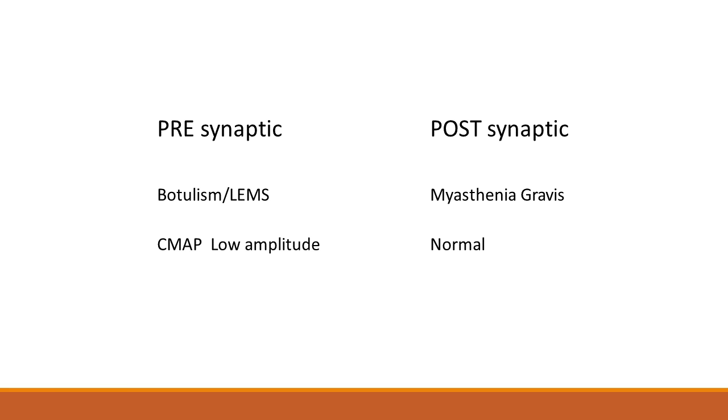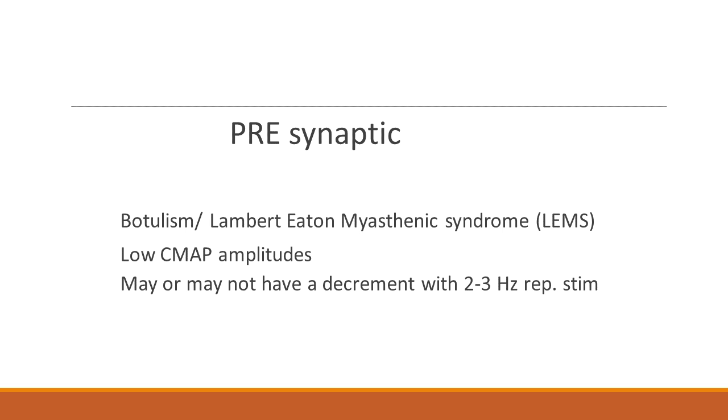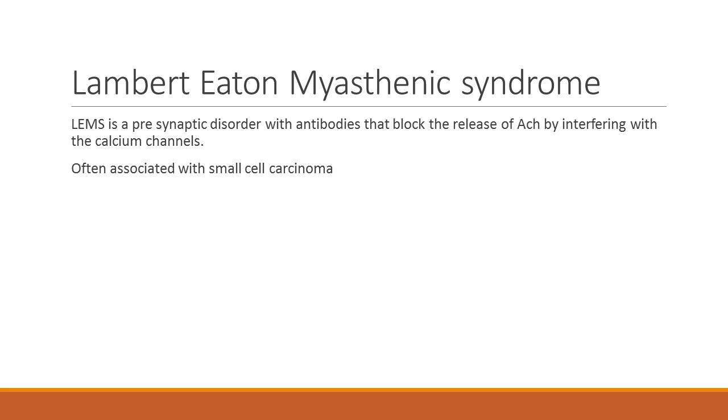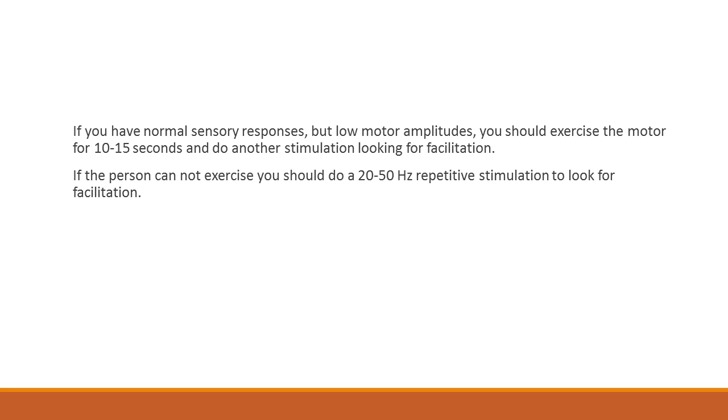Neuromuscular junction. You need to know what you see when you're looking, and you want to know what you're actually looking for. So if you have a case that you think is a presynaptic, which would be a botulism or a LEMS case, your CMAPs, so your motor amplitudes, are all low. If you're looking for myasthenia, your amplitudes are normal. With botulism and LEMS, besides the low CMAPs, you may or may not have a decrement with your 2 to 3 hertz rep stim. What you do have is a facilitation with these guys.